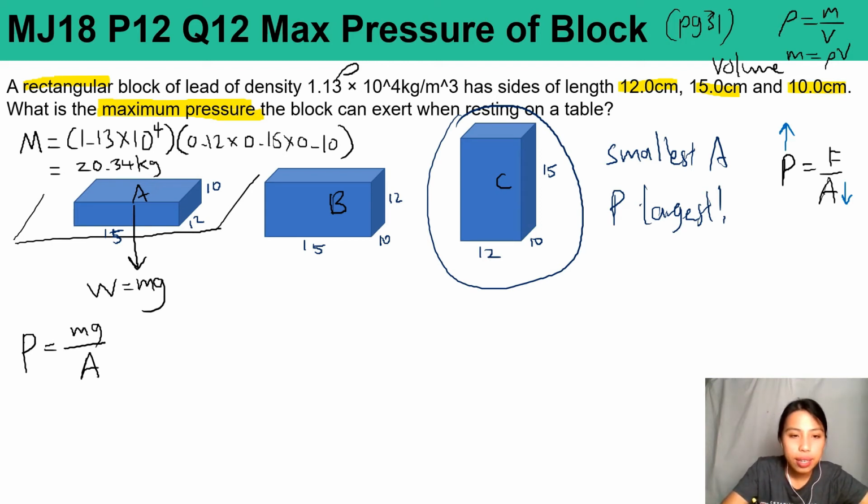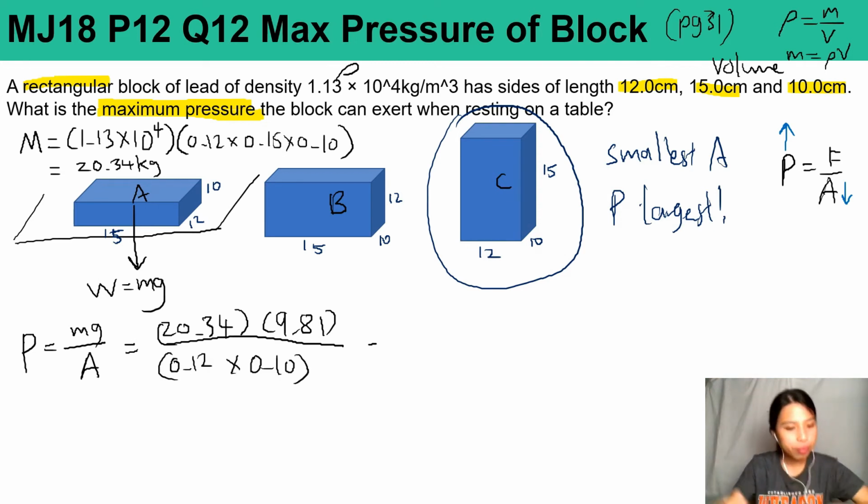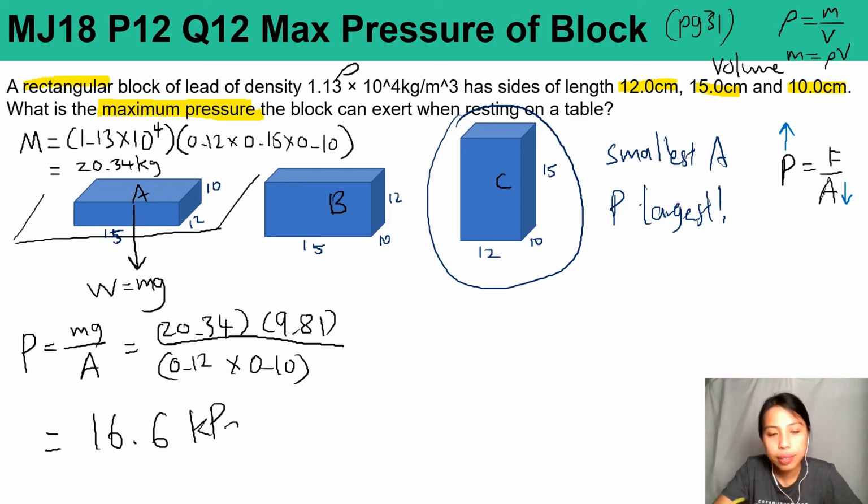So let's see. The mass we calculated was about 20.34. Or if you want to calculate everything in one shot in your calculator, you also can. So 9.81 gravitational constant divided by the area down there. So that will be 0.12 times 0.10. Okay, what do we get for our pressure? You write down here. Calculate. You should get about, in the kilopascal range, so about 16.6 kilopascal.